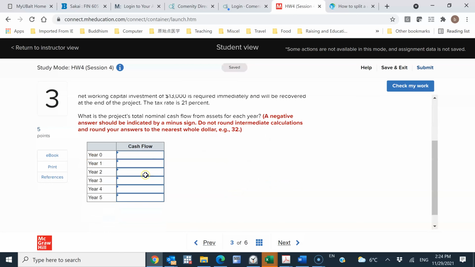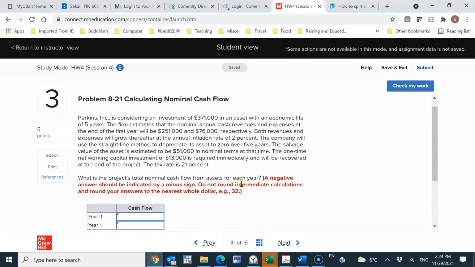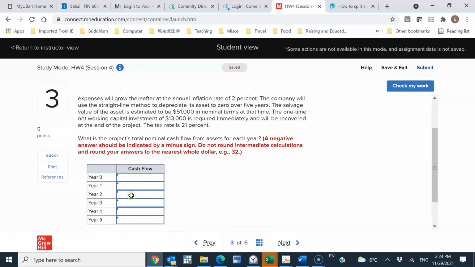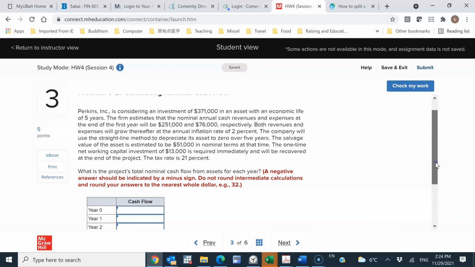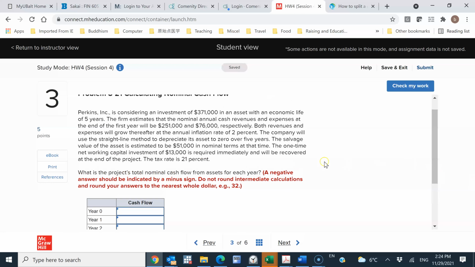So it's asking what is the project's total nominal cash flow from assets for each year, starting from the current year, year 0. So the first step to solve any question, especially the capital budgeting question, is to put the numbers into the right place.